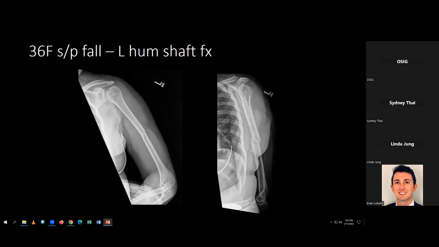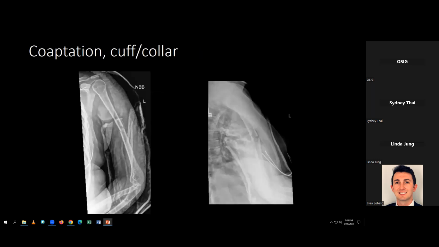So this first patient is a 36-year-old female. She fell down the stairs, I believe, and she sustained this left humeral shaft fracture. It's pretty much mid shaft, and probably oblique is how I would describe it. This is the AP view on the left, and then a scapular Y view on the right side image.